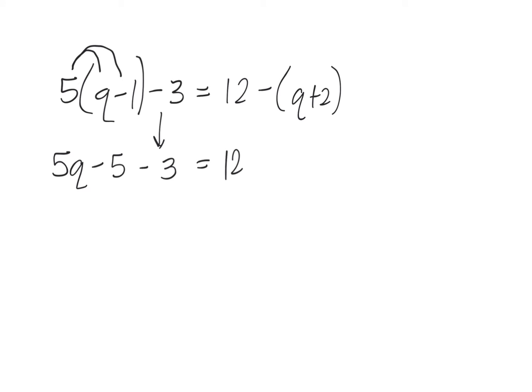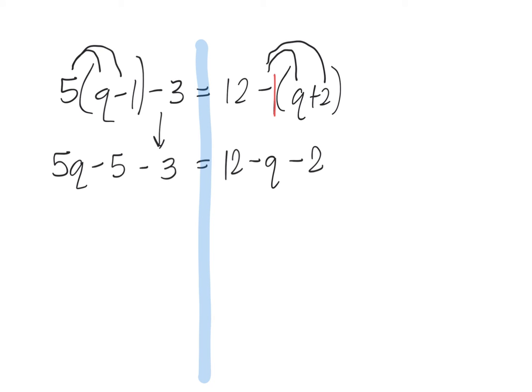it might as well be a negative 1 that gets distributed to the q and to the 2. So negative 1 times q is just negative q, and negative 1 times 2 is negative 2. So we're still going to visualize this equal sign as a boundary, and we're asking ourselves, are we simplified on each side?